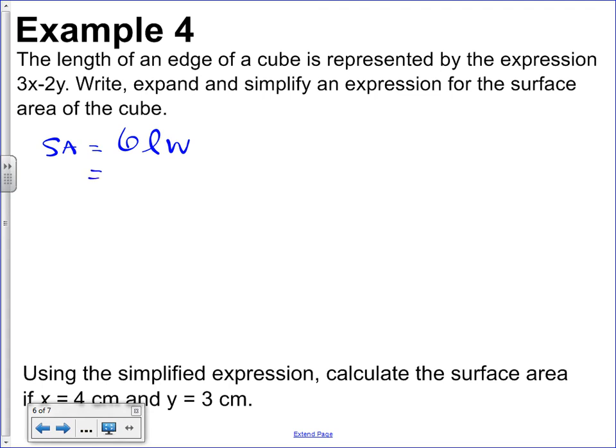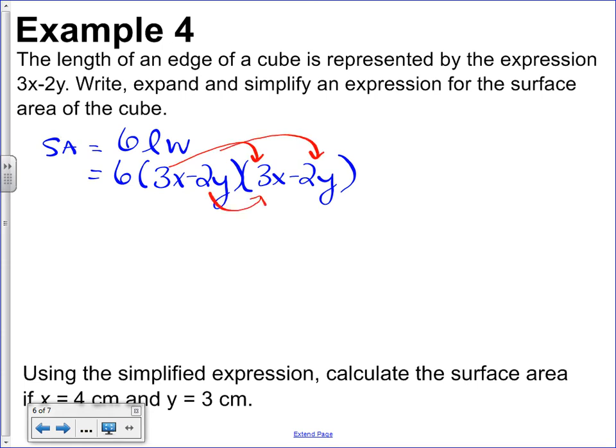Now when I sub this in, I have here 6 bracket 3x minus 2y, 3x minus 2y, just like Nathan said, because my length and my width are the same. In yesterday's lesson, what did I tell you to do first? Kevin? FOIL. I multiply using FOIL. David, can you help me out and tell me what I'll write down on the next line? Beautiful.